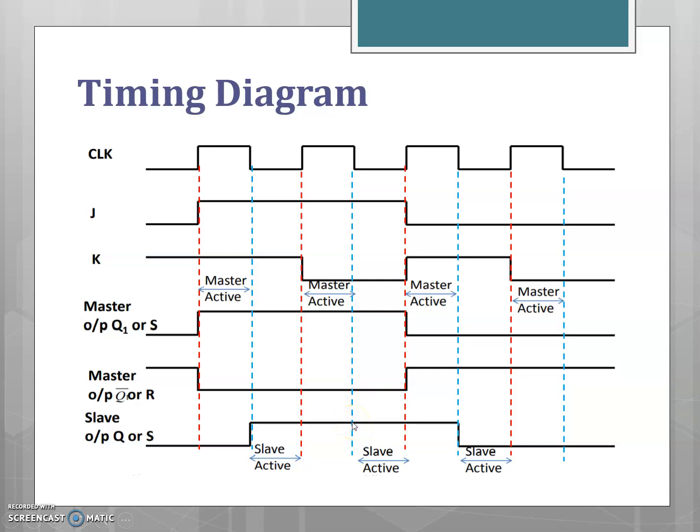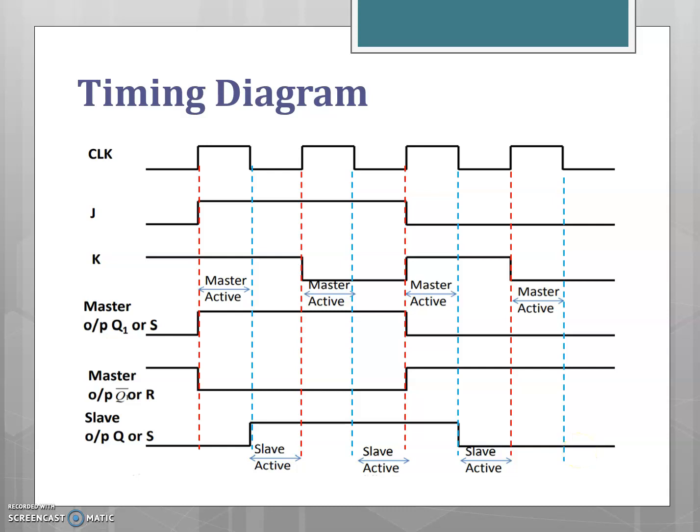It remains as 1 till the next clock pulse when it becomes low and the slave is active. Here S is equal to 0 and R is equal to 1. So with S equal to 0 and R equal to 1, the output is equal to 0 and it will remain 0 till the next clock pulse. The same process is repeated.